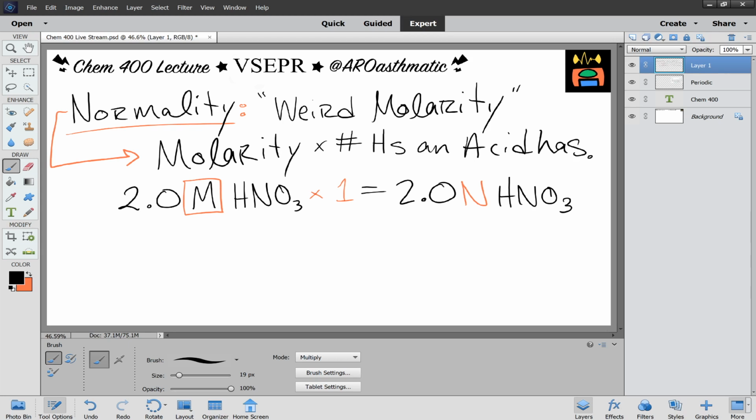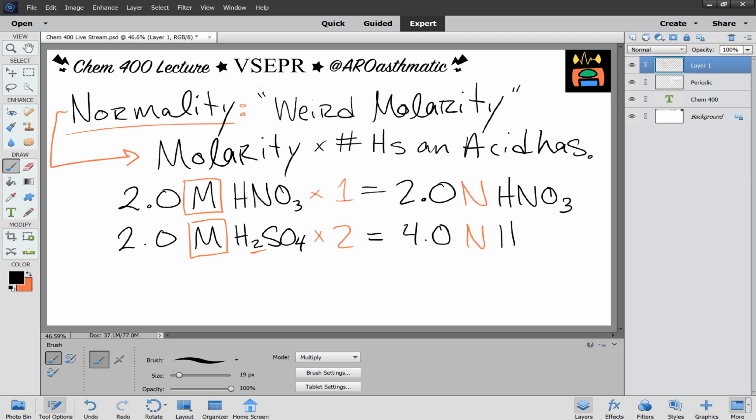All right. If you had a 2.0 molar solution of sulfuric acid, H2SO4, to convert from molarity to normality, you have to multiply by the number of H's in your acid. So a 2.0 molar solution of sulfuric acid would be a 4.0 normal solution of sulfuric acid. All right.